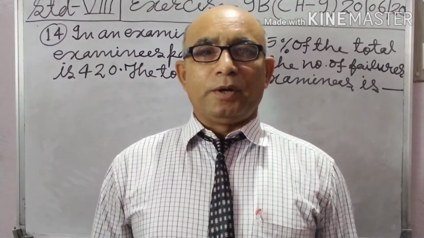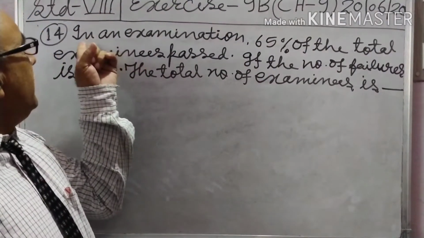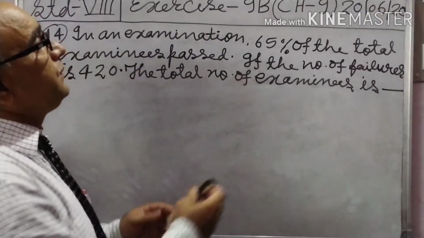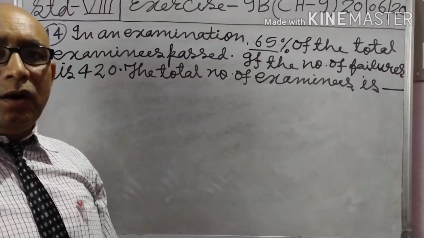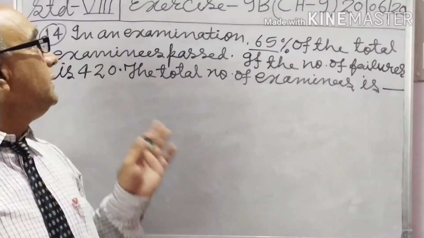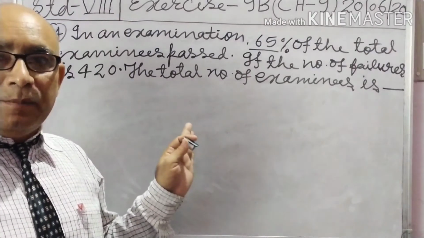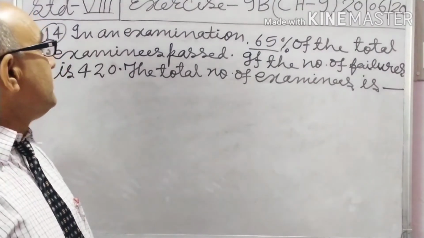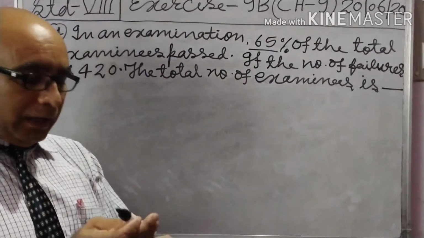Students, the next important question is question number 14, written on this board. In an examination, 65% of the total examinees passed. If the number of failures is 420, find the total number of examinees.